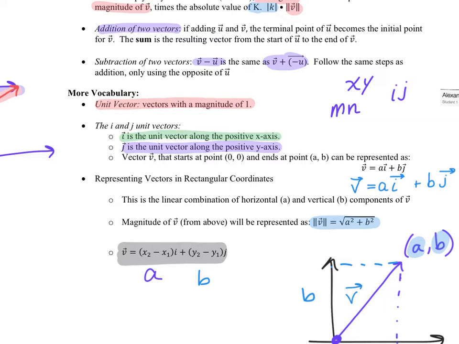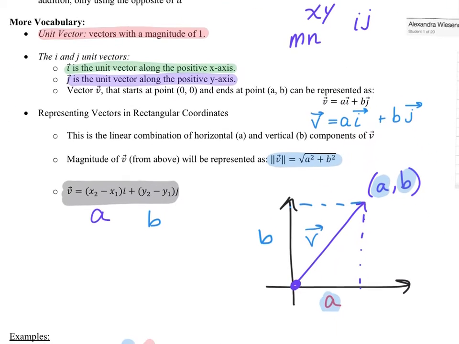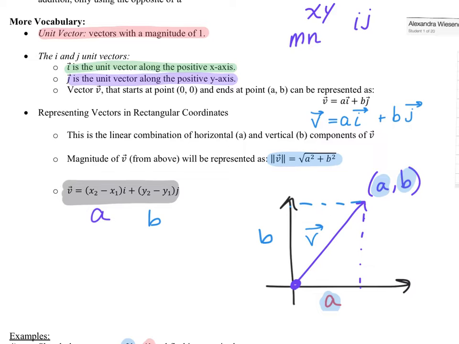Because vectors can be moved around, we generally use this on our coordinate plane where the tail of the vector will be placed at the origin. And then we can use the a and b values interchangeably with our x and y coordinates.